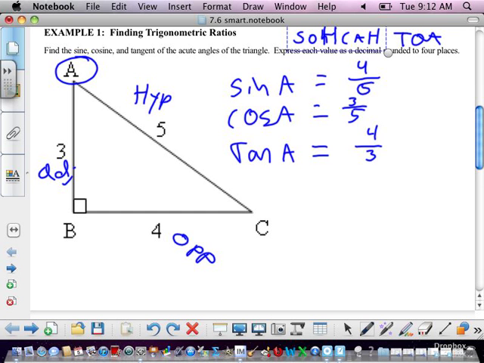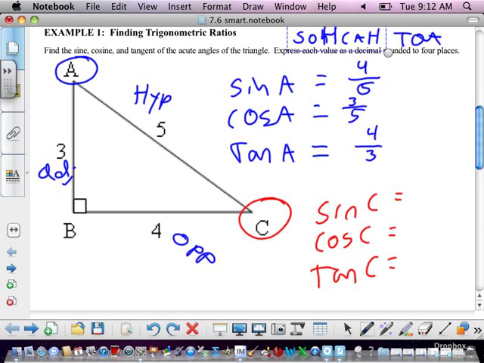We're going to find the sine of C, the cosine of C, and the tangent of C. Okay, so now I'm looking at C. What's opposite? I know there's a bunch of words written up here, but what's opposite C? 3. What's adjacent to C? 4. And what's the hypotenuse? Notice the only one that didn't change from the blue to the red. You okay?